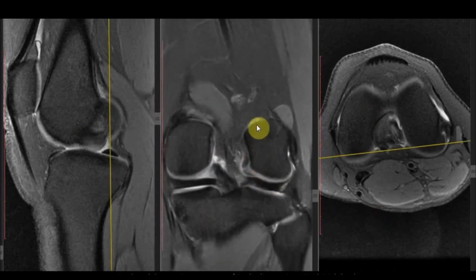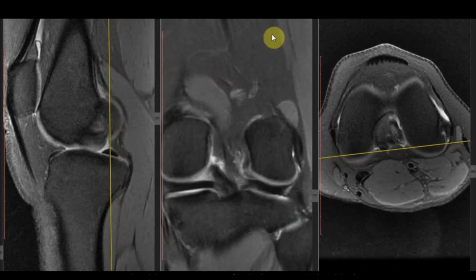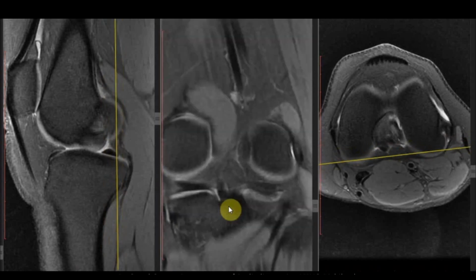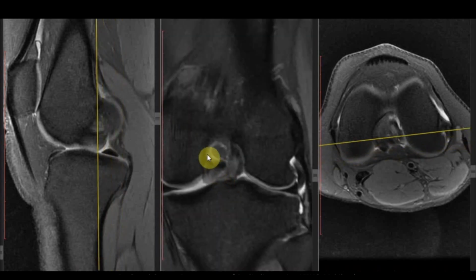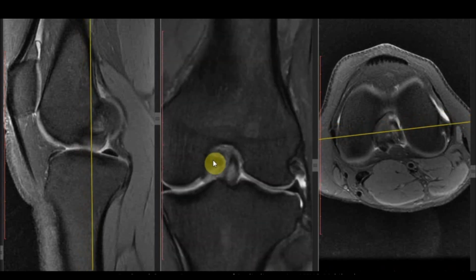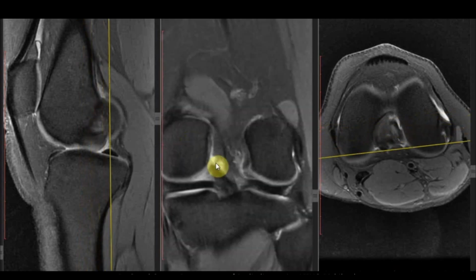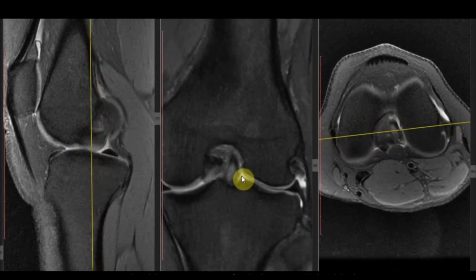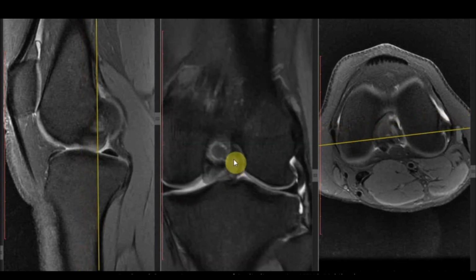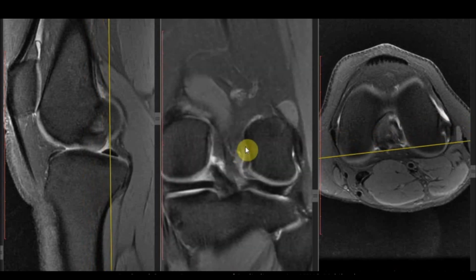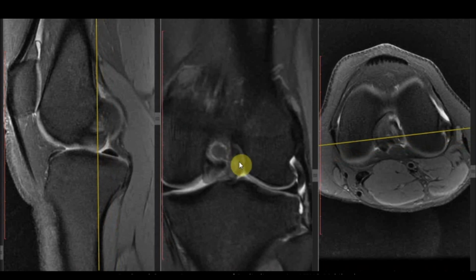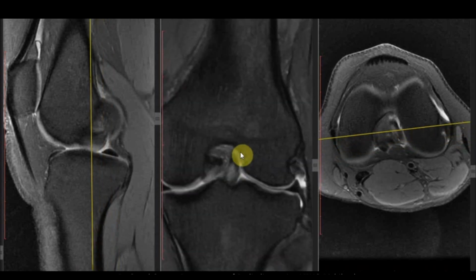Again, in the coronal plane we can see. So this is posterior cruciate ligament, which is attaching over the posterior aspect of tibia and to the lateral aspect of medial femoral condyle. So this is the femoral attachment of the PCL. Then we have anterior cruciate ligament here, which attaches over the anterior aspect of tibia and here over the medial aspect of lateral femoral condyle. So this is the femoral attachment of ACL.